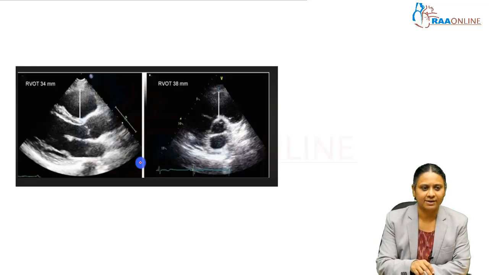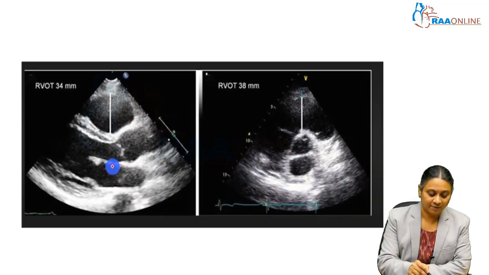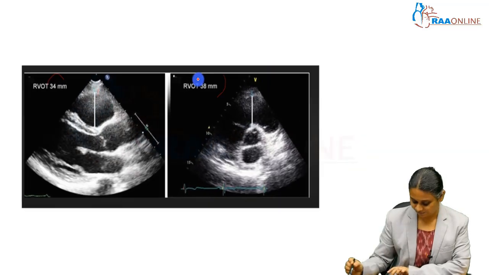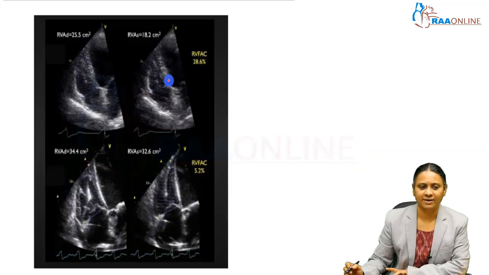This is the parasternal long axis view. The RV infundibulum or outflow tract is dilated more than 32 millimeter. In short axis view, it is dilated more than 36 millimeter. So it is satisfying the criteria.